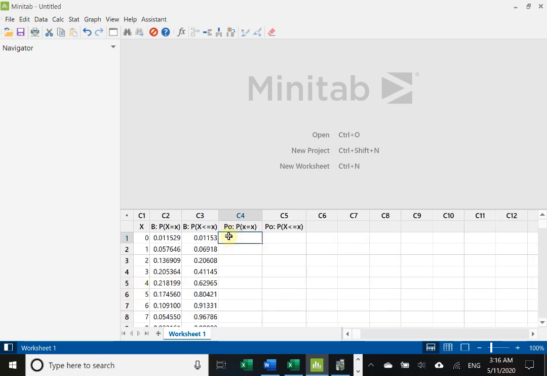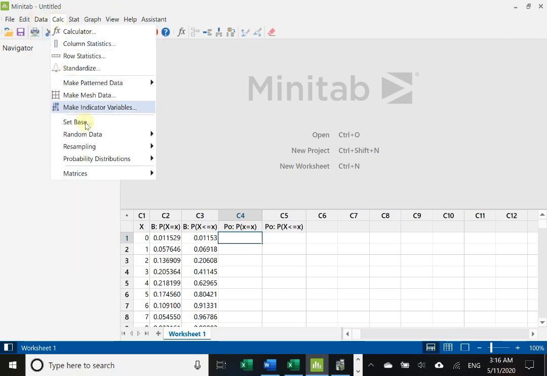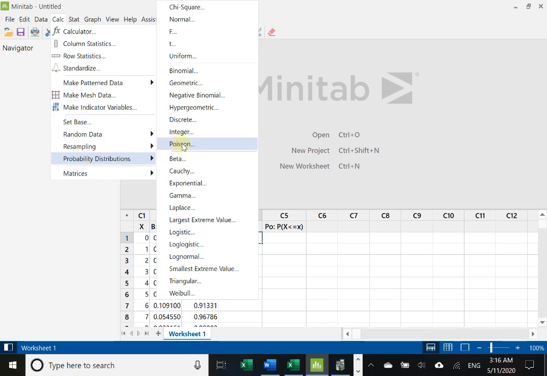Okay, so here's how you create the distribution function. We're going to go to Calc like we did for binomial. Calc, Probability Distributions, and here's Poisson.